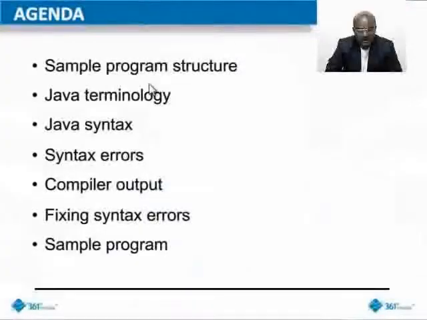So we're going to see a sample program structure, the terminologies that come along with a program because it's important, the syntax because it has to be a legal structure that has been assigned by Java, the errors that can come out of improper writing of codes, and the kind of compiler output that you get when you get an error. And of course, when you get an error, you need to fix it. And of course, then we'll move on to see a sample program and end the session. Shall we?